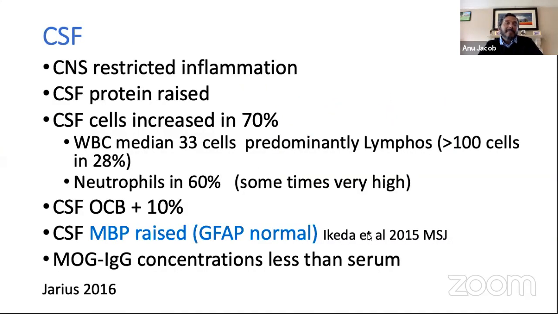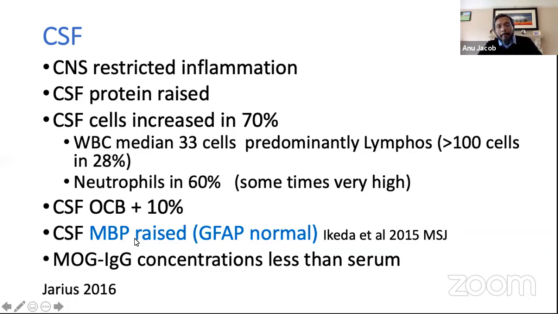The inflammation is restricted to the CNS, but in the CSF, certainly you can find raised proteins. Cells can be increased in up to 70%, so in 30% it can be normal. White cell counts can be increased, sometimes neutrophilic, and I have had a few cases where the neutrophil count was quite high, raising questions regarding conditions like meningitis or Behçet's and things like that. CSF oligoclonal bands are present in about 10%.